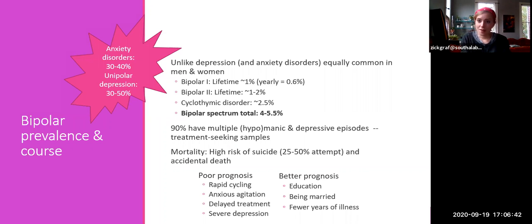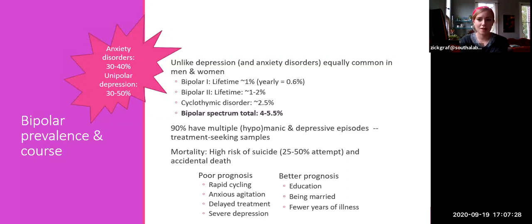So some prognostic features for bipolar disorders. Disorders that have a poor response to treatment or a more severe lifetime course, so more severe and impairing symptoms over the course of someone's life, involve rapid cycling, anxious agitation, so a lot of anxiety in addition to their depression symptoms or in addition to their manic symptoms, and delayed treatment. So the longer that bipolar disorders are left untreated, the worse treatment response in the future will be, and the worse the person's prognosis will be, the more likely that they'll have a recurrence. And then the severity of symptoms, and particularly it's the severity of depression that seems to predict poor response to treatment in bipolar disorder, and not necessarily the severity of mania.